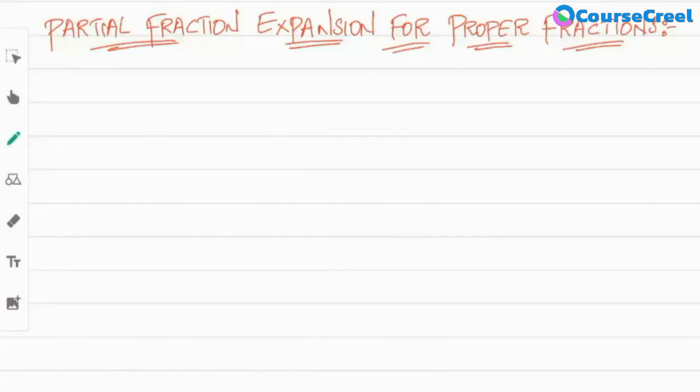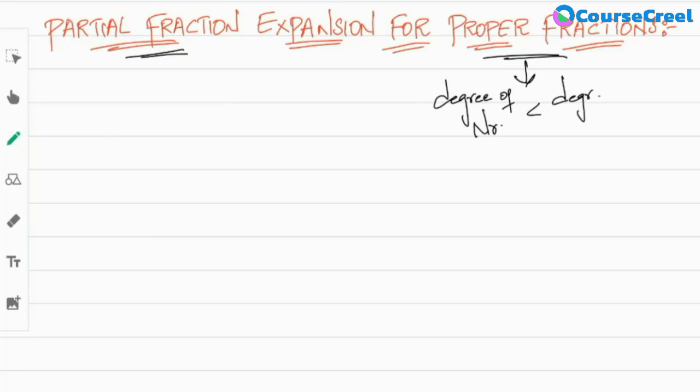So in this session, we are going to see how to find the partial fractions for the given proper fraction. Basically, a proper fraction is a fraction in which the degree of the numerator is less than the degree of the denominator. And there are different forms of proper fractions.